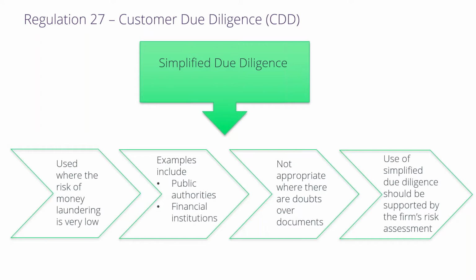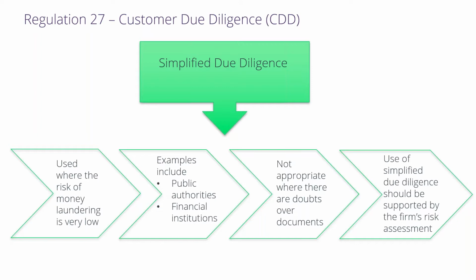The types of customers that may indicate lower risk include a public authority or publicly owned body in the UK, a financial institution that is itself subject to anti-money laundering supervision in the UK or equivalent regulation in another country, a company whose securities are listed on a regulated market, a European community institution, a pension scheme that does not allow assignment of interests.